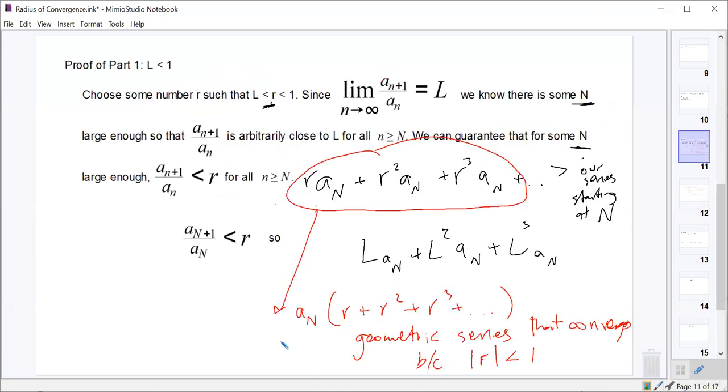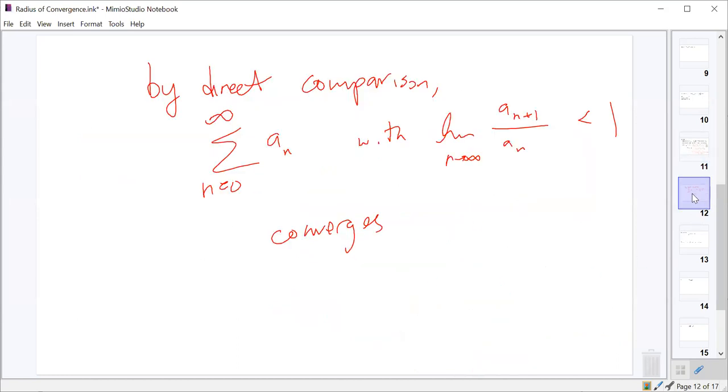We're using direct comparison with a geometric series that is, term by term, greater than or equal to this series with the L's. And so therefore, if this geometric series converges, our series, which is always less than or equal to it, will also converge by direct comparison. Good or no?